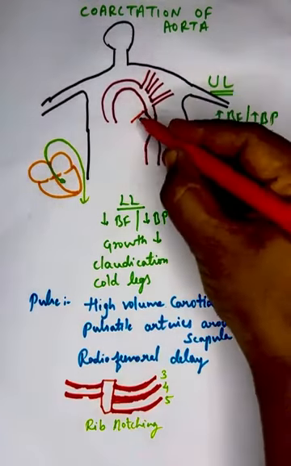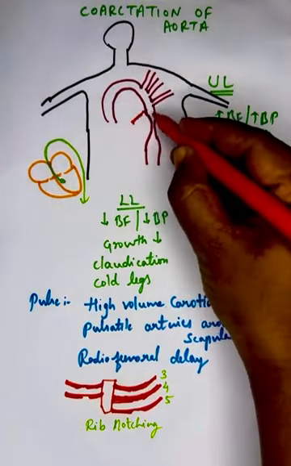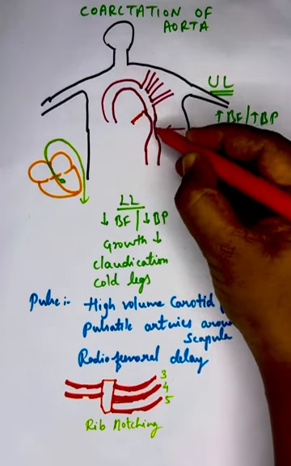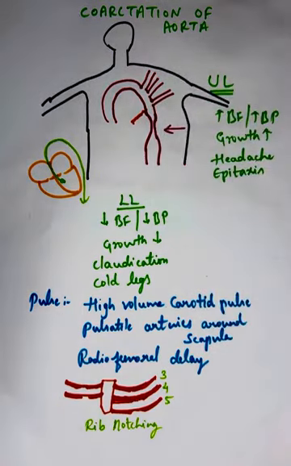So this is what I have drawn. Imagine this is a ductus arteriosus. Post-ductal origin of coarctation of aorta is the most common type of coarctation.